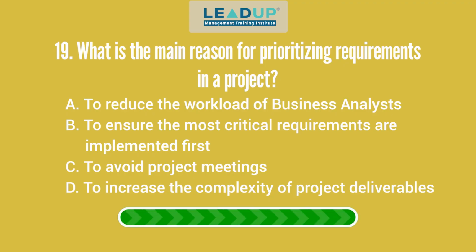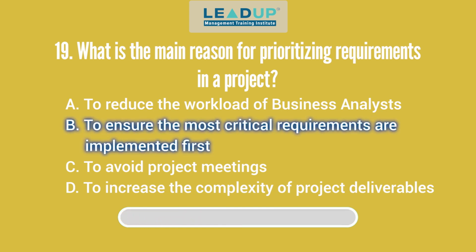Question 19. What is the main reason for prioritizing requirements in a project? A. To reduce the workload of business analysts. B. To ensure the most critical requirements are implemented first. C. To avoid project meetings. D. To increase the complexity of project deliverables. The answer is to ensure the most critical requirements are implemented first.